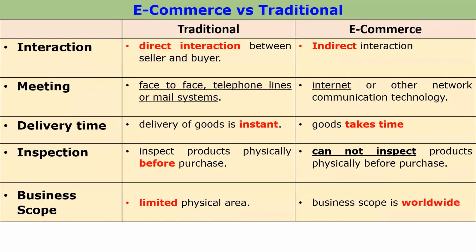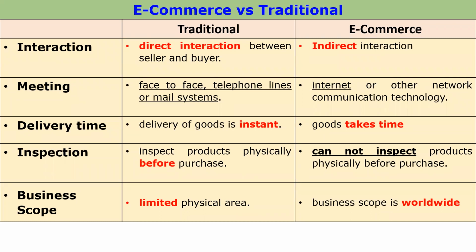Then delivery time. Under a traditional transaction, you will receive the goods and services immediately after you make the payment. But if you make a transaction under e-commerce, it will take some time, though some types of products are available immediately after you make the payment. For example, digital products, that means movies and software. There are some other examples under digital products.